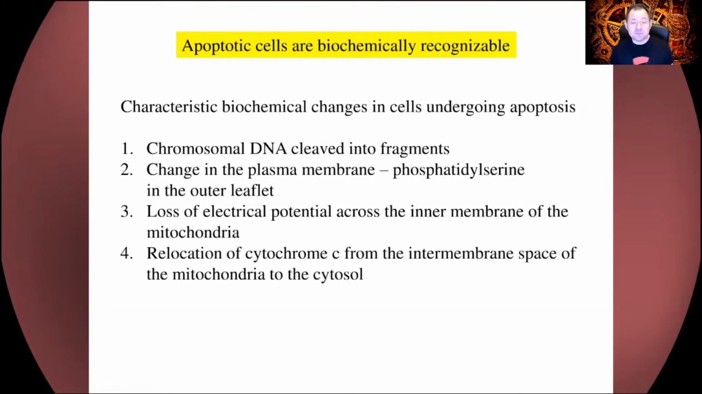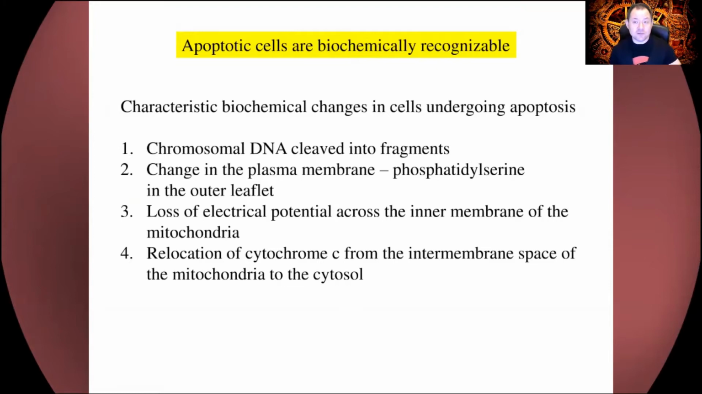You get a change in the plasma membrane, the membrane of the cell. A molecule known as phosphatidylserine moves from the inner membrane of the cell to the outer membrane. And this can be detected with certain chemicals and certain processes such as flow cytometry. There's a loss of electrical potential across the inner membrane of the mitochondria.